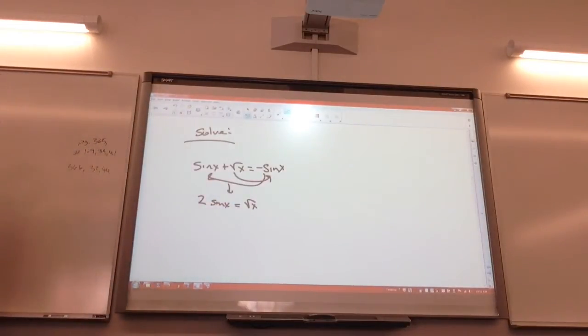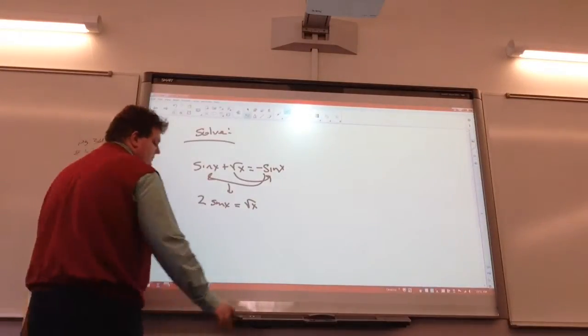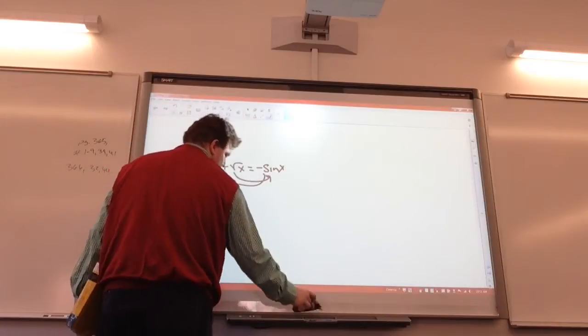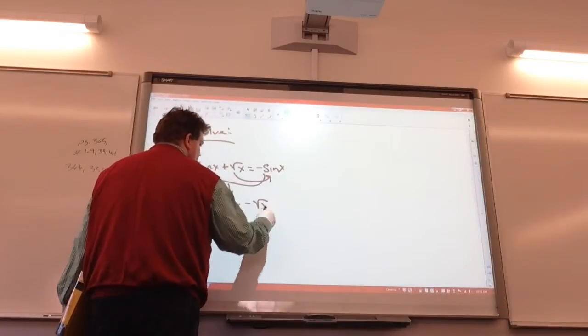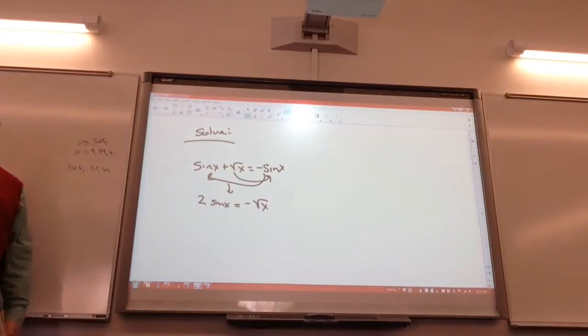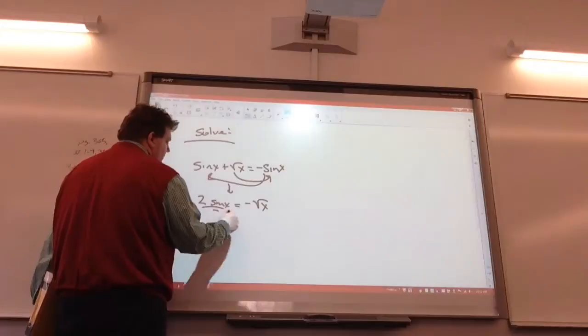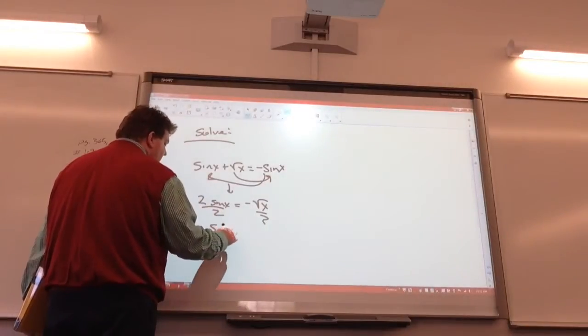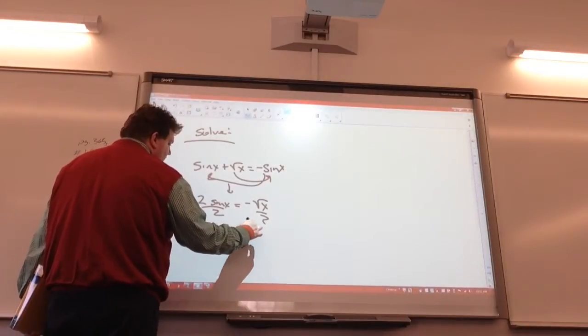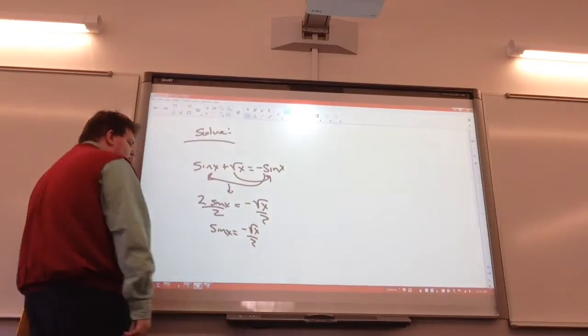Now what can I do to both sides there? Is it minus root x? Oh, minus, yes it is. Thank you. Now what can I do? Do I ever like having a 2 with the sine? No, we don't like having a 2. So I'm going to divide both sides by 2. That means the sine of x then is equal to minus root x over 2.